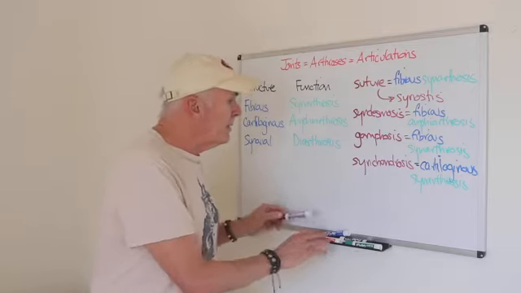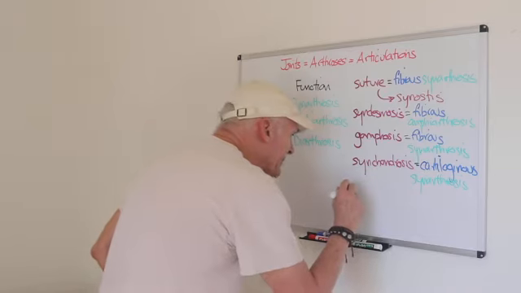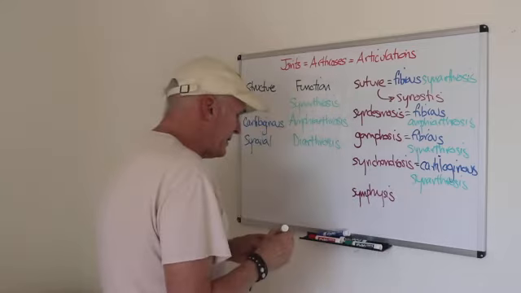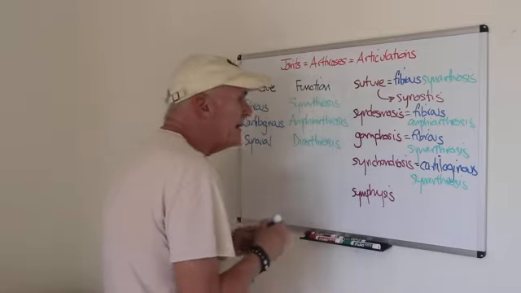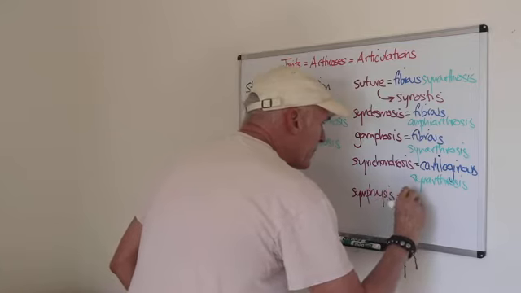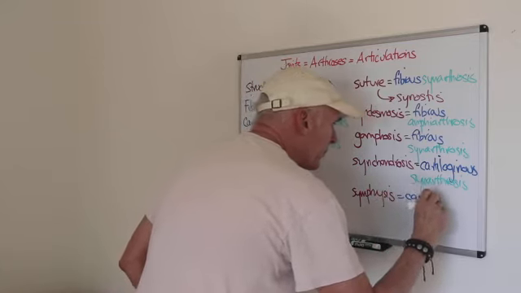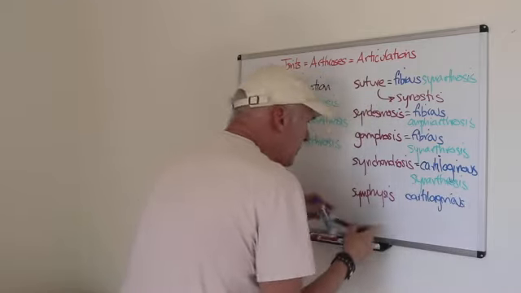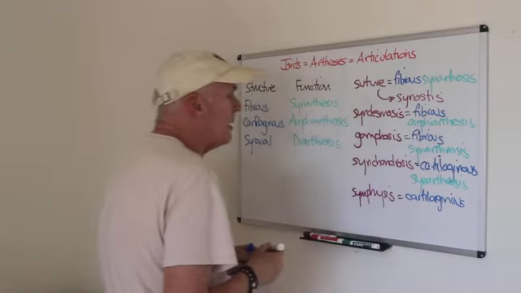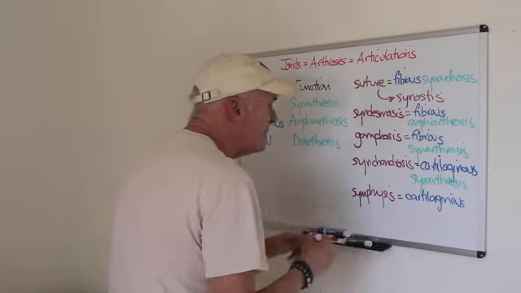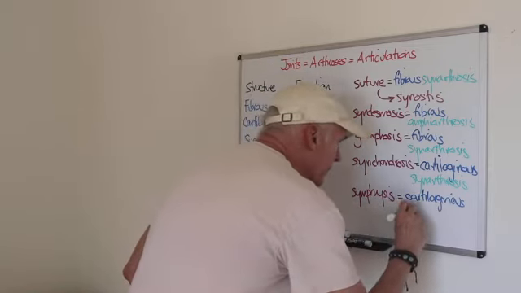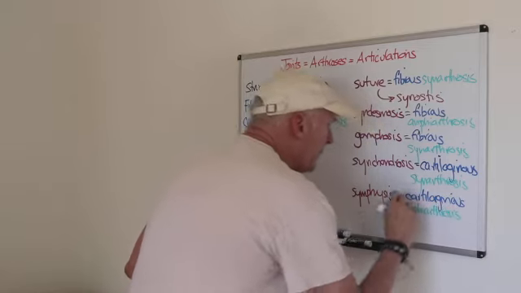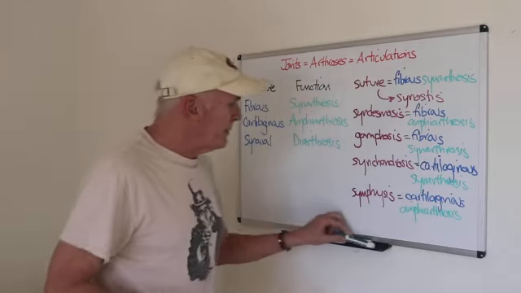And one more kind of joint here. We have a symphysis. So a symphysis is a cartilaginous joint again. Oh my gosh, I lost the consistency of my color coding. Better make that black. A cartilaginous, and this is partly movable. So it's an amphiarthrosis. A cartilaginous amphiarthrosis rather.